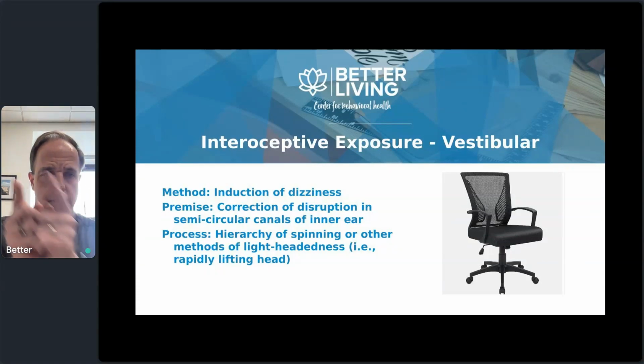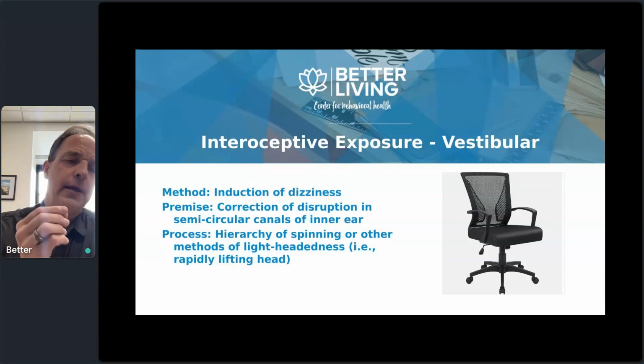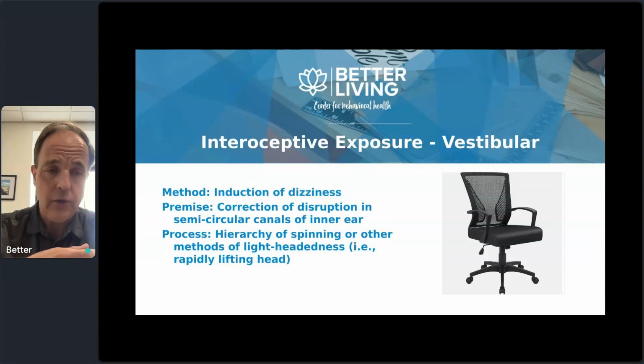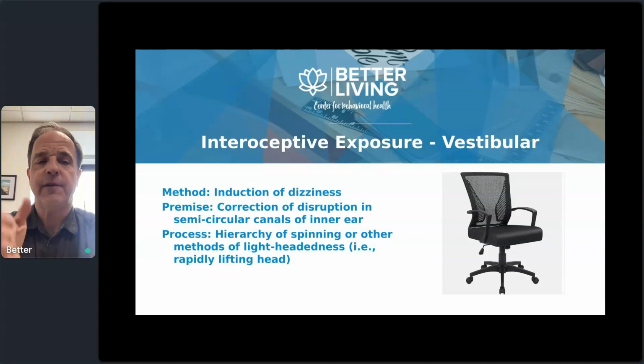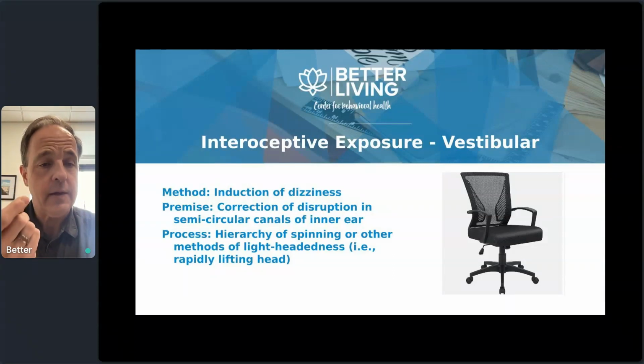So as you rotate, you keep fixing on an object. I ask clients to try, and I know that they can't fully do this. I say, try not to fix on an object. Just try to stare straight ahead, right? In other words, I want to have more dizziness. I want to provoke more dizziness.